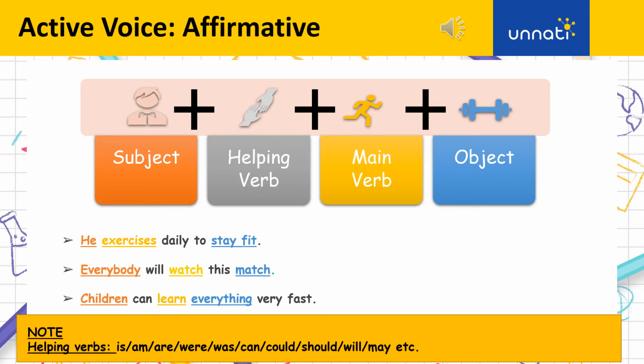The next example, he exercises daily to stay fit. He is the subject, exercises is the verb, to stay fit is the object. So if you see, there is no helping verb in the sentence. Exercises is the only and the main verb. Everybody will watch this match. Everybody is the subject. Will is the helping verb here. Watch is the main verb. And match is the object. So these are the rules that you got to keep in mind while constructing an affirmative sentence in active voice.